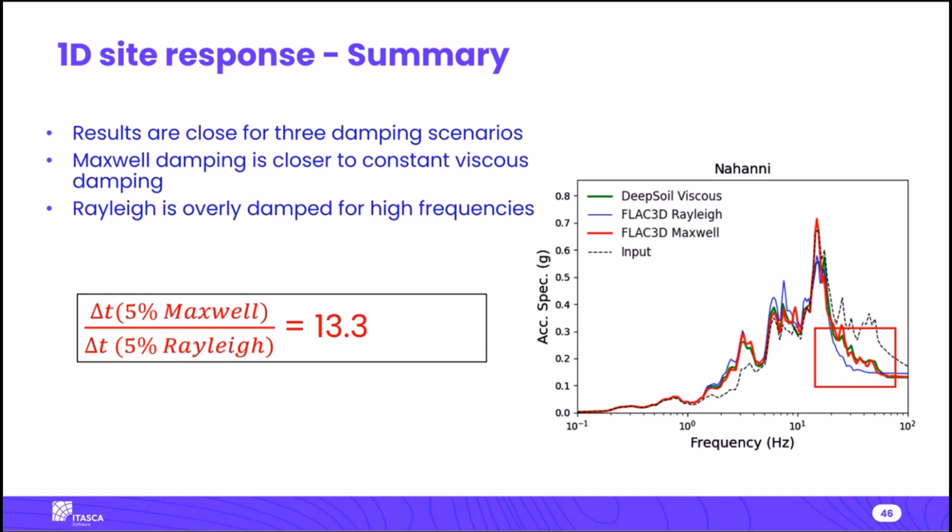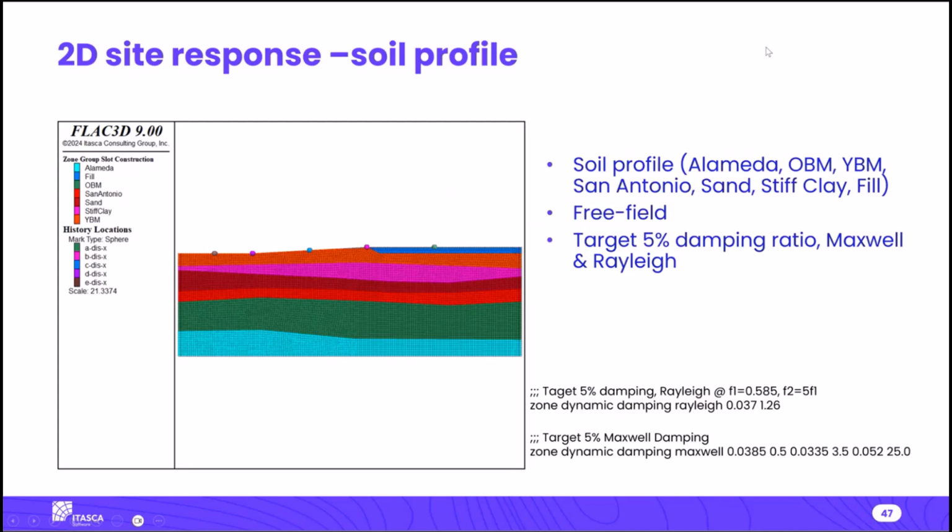But the most highlighted difference is the calculation cost. The allowable dynamic time step for 5% Maxwell damping is more than 10 times that of Rayleigh damping. That means the calculation time for Maxwell damping is maybe less than 10% for this simple one-dimensional site response example.